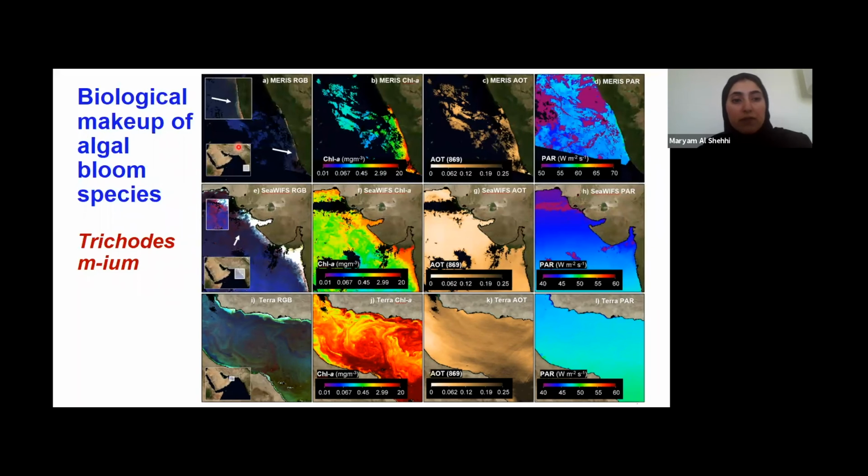For example, here the first row shows a satellite image of the incident of trichodesmium that happened in the southern part of India. We also looked at the chlorophyll A and the aerosol optical thickness, which is the dust deposition here, and also the photosynthetic active radiation. So we found that trichodesmium likes to grow more in the areas with higher sun radiation. The photosynthetic active radiation is much higher than that of the noctiluca.